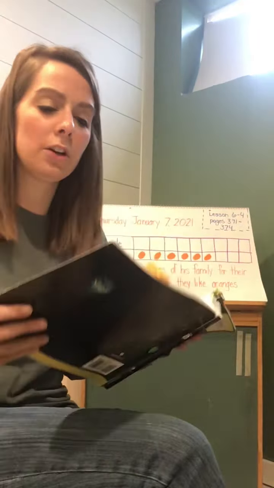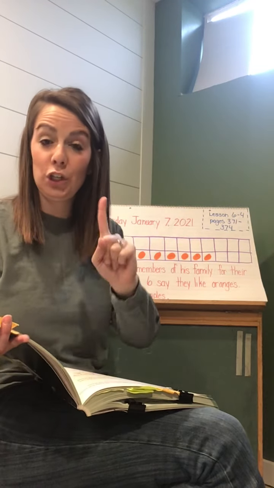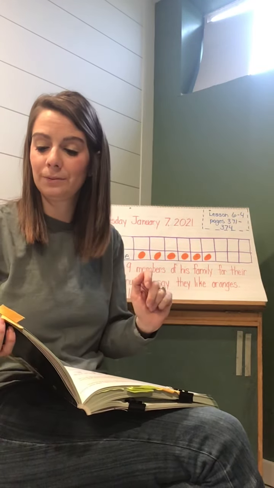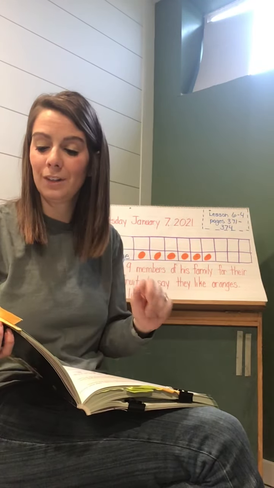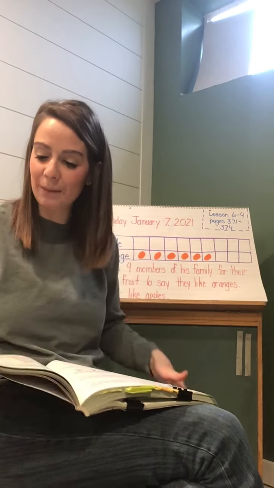All right, so let's take a look at our I can statement. Remember, we've been talking about tally charts, about graphs, and how we can look at that and understand the data and answer questions about that. So let's read our I can statement. Are you ready? Say it with me. Mirrors on. I can use a picture graph to interpret data. Mirrors off. Good job, guys.